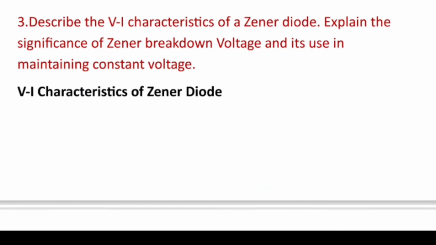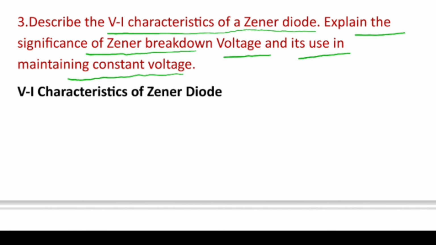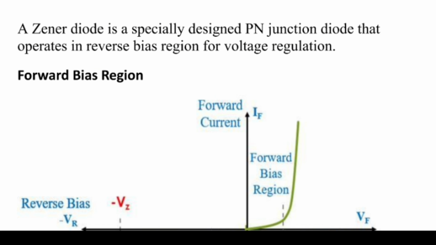The next question: describe the VI characteristics of a Zener diode. Explain the significance of Zener breakdown voltage. It is used to maintain constant voltage. So coming to the VI characteristics of a Zener diode, the Zener diode is specially designed as a PN junction diode. It operates in the reverse bias region to regulate the voltage.